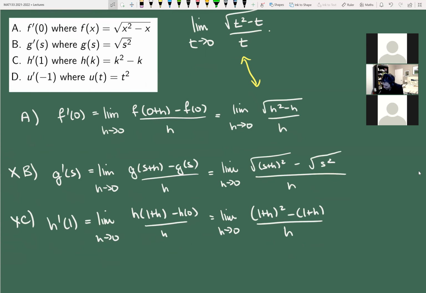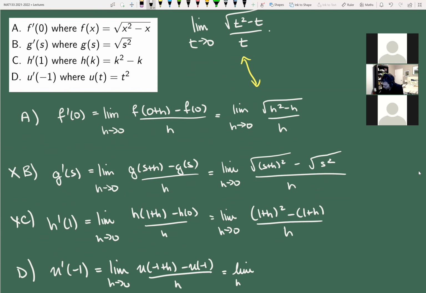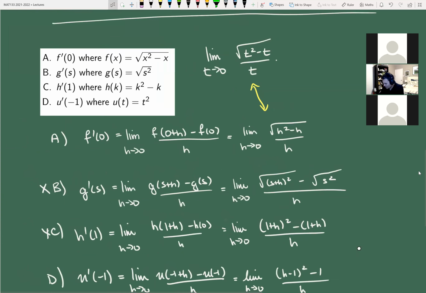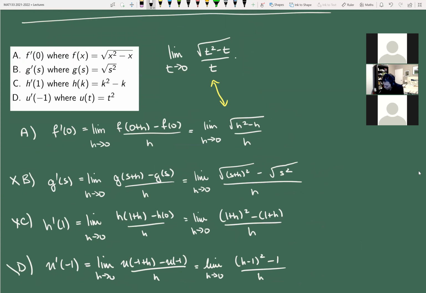And then finally, if we did D, u prime of -1 equals the limit as h goes to 0 of u of -1 plus h minus u of -1, divided by h. Limit as h goes to 0, h minus 1 squared minus 1, divided by h. Again, maybe it looks kind of similar, but it's not, right? Those are different. So the only thing it could be here is A.